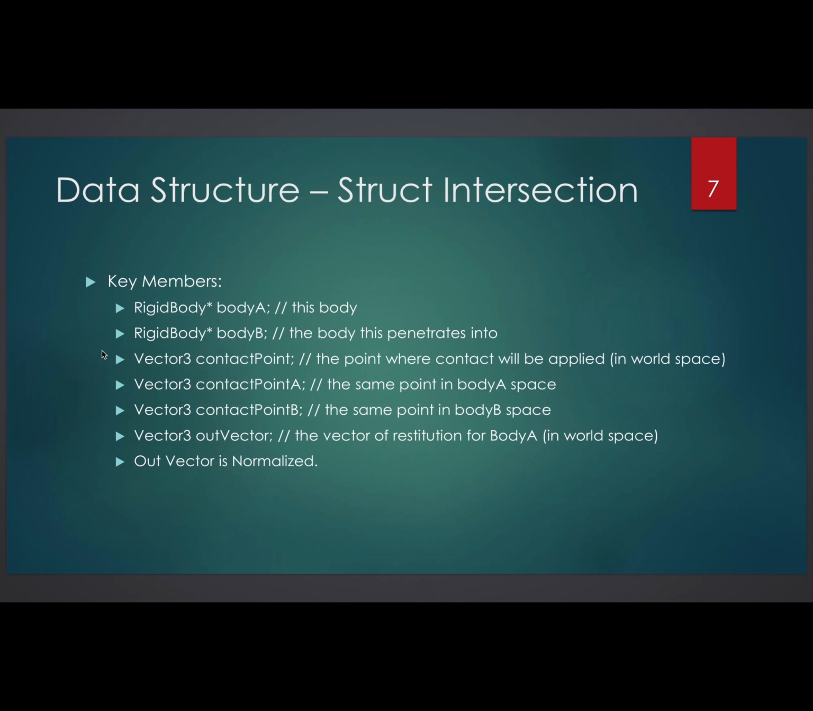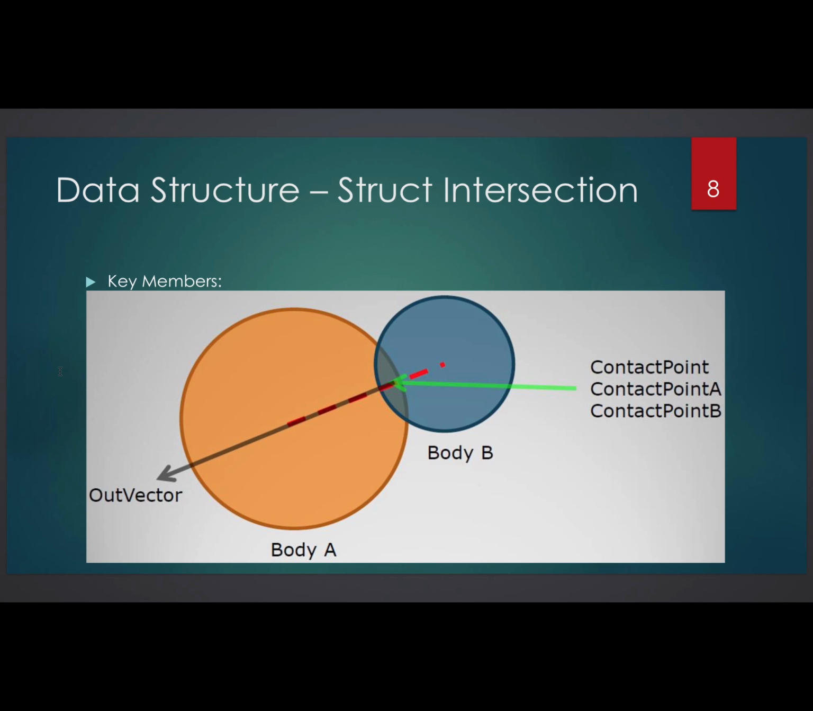And in the intersection struct, there are several key members. Body A is the body that you are working on, and body B is the body that body A penetrates into. There are 3 points in 3 different spaces: the world space, body A space, and body B space. Also, the out vector is the vector of restitution for body A in world space. Here is a picture of the intersection situation. It's pretty intuitive.